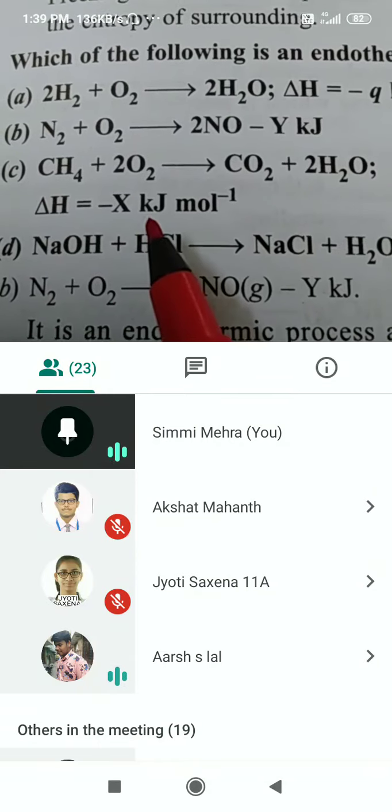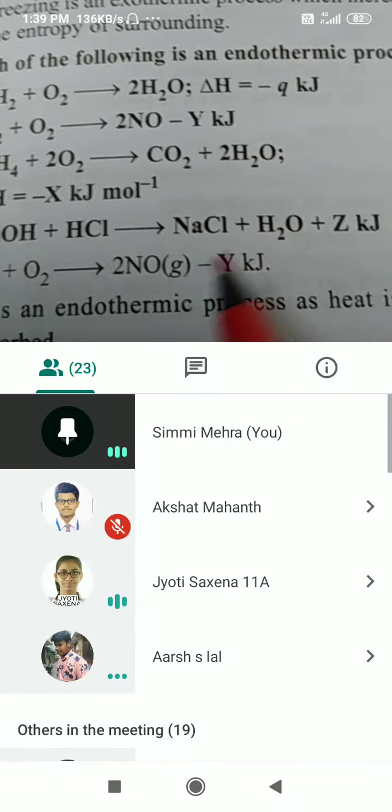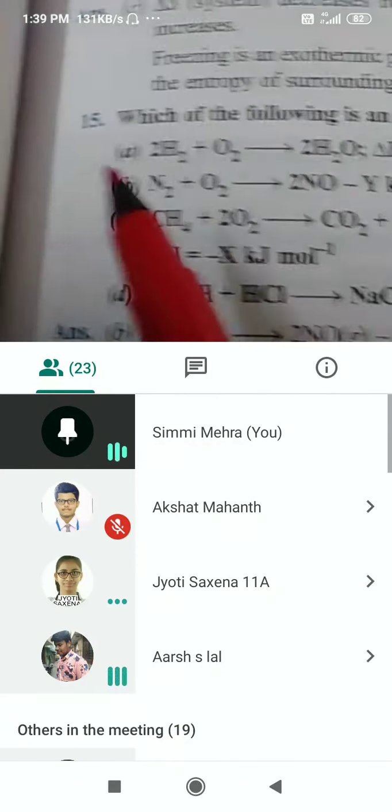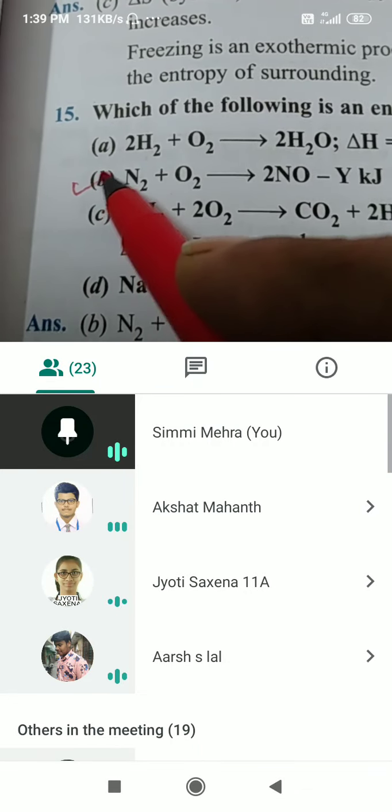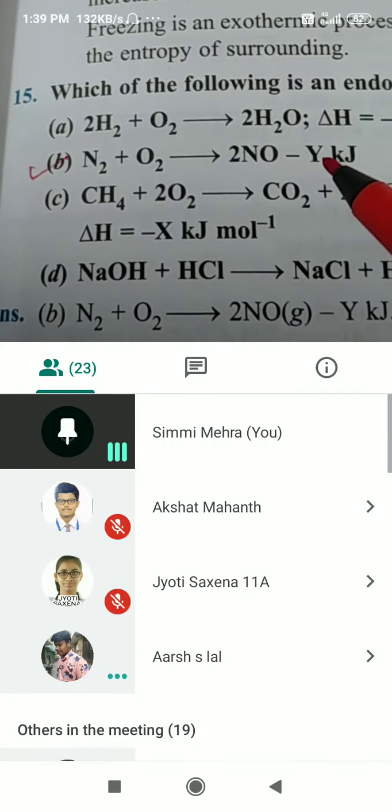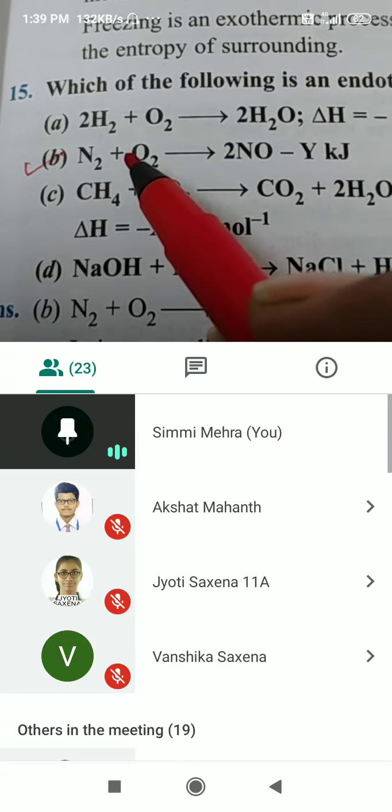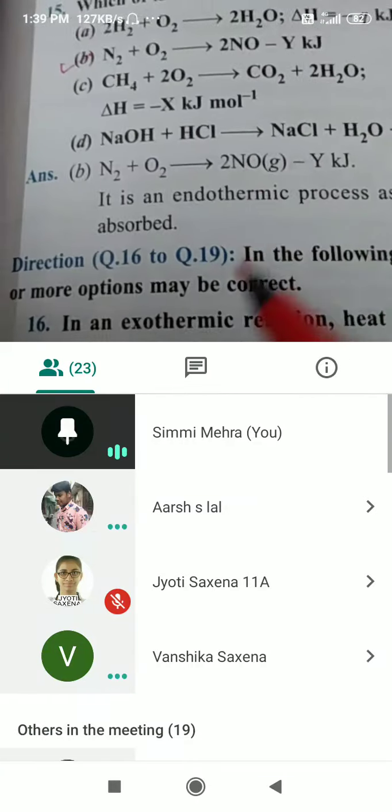The next one, this is exothermic, and this is also exothermic. So which is the correct answer? This is the correct answer. Minus y this side means plus y this side. So on the reactant side it should be plus.